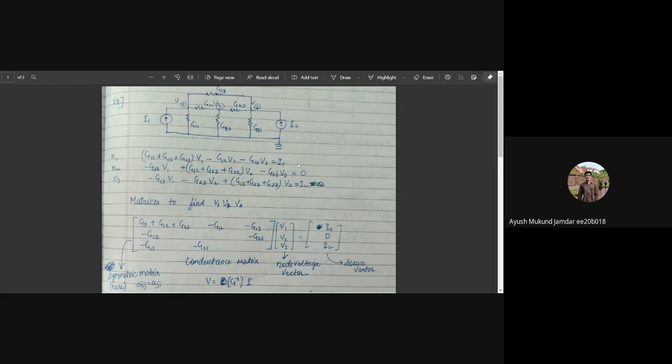On rearranging the terms, you'll get (G11 plus G12 plus G13) times V1 minus G12 times V2 minus G13 times V3 equals I1.